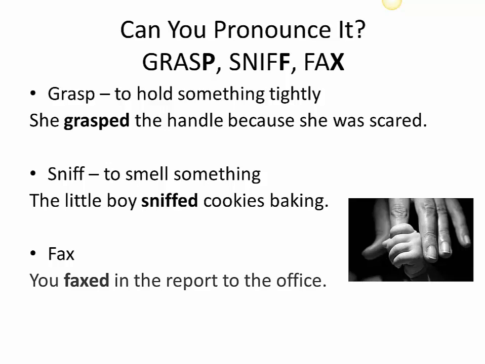Fax. You faxed in the report to the office. Okay, the rule for this one is that you're going to hear the t sound. There is no extra syllable, because p, f, x, s, those are all unvoiced sounds.